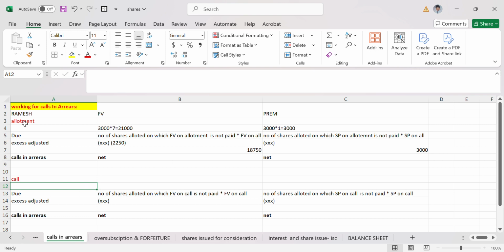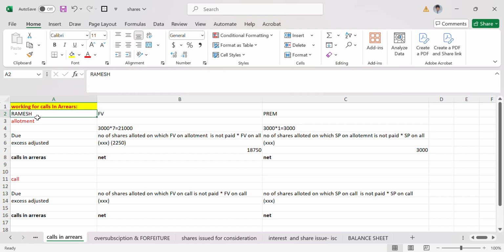Now calculating the working for calls in arrears. It is compulsory to do this working. Remember, if you skip this working, 100% your question has gone wrong. I can guarantee you. Plus, for every single shareholder who has not paid some money, you have to do this separately for every single shareholder, no matter how easy the question seems to be.